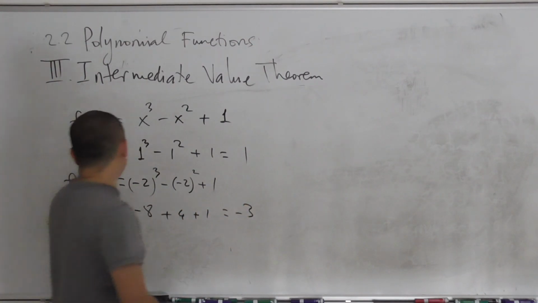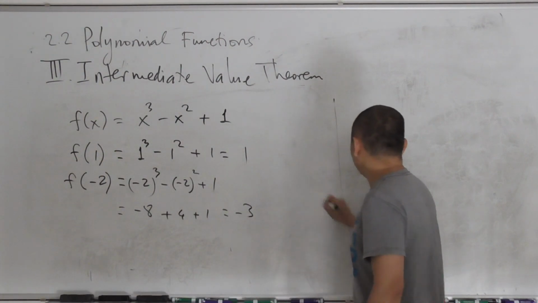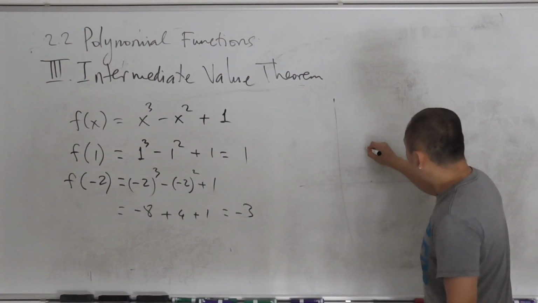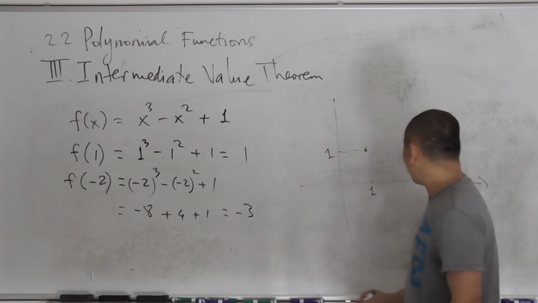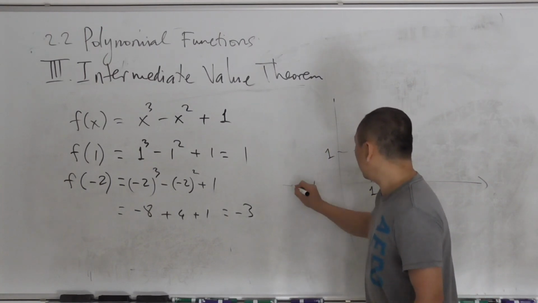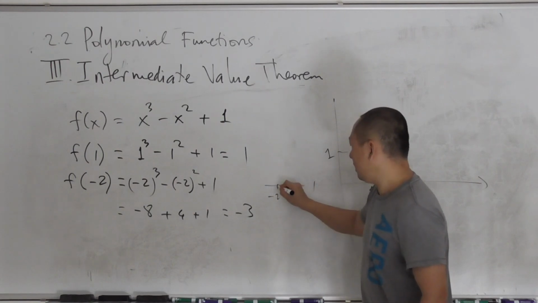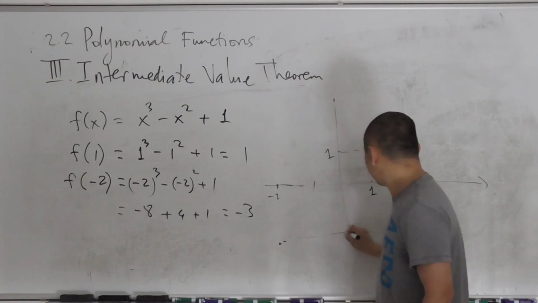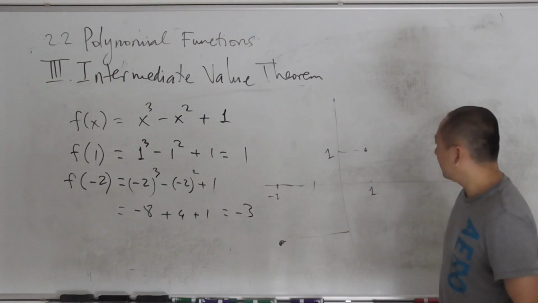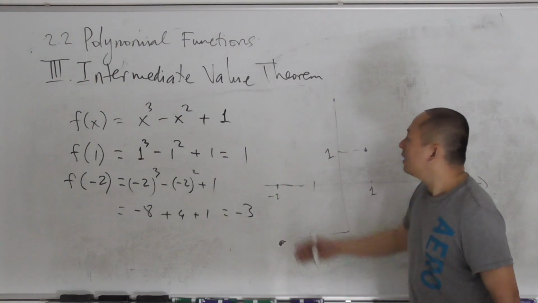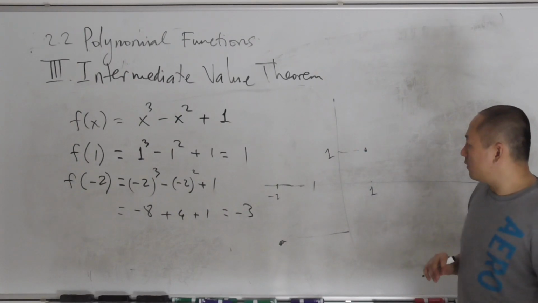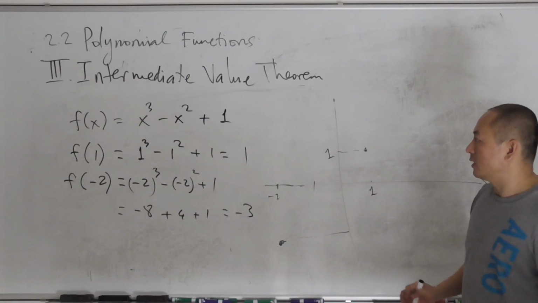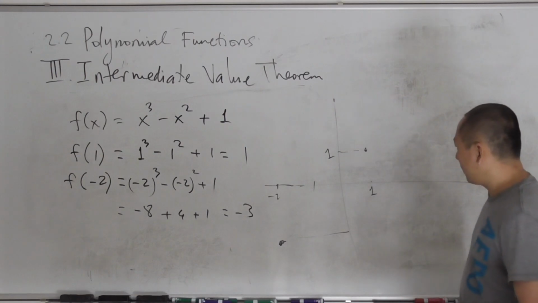You see, when I plug 1 in, I got 1 out. Look at the graph: 1 in, 1 out. I have the point right here. Second point, when I plug negative 2 in, I got negative 3 out. This is the second point. So you see, this polynomial function, of course, is a continuous function on the entire domain. So it's continuous everywhere, okay?